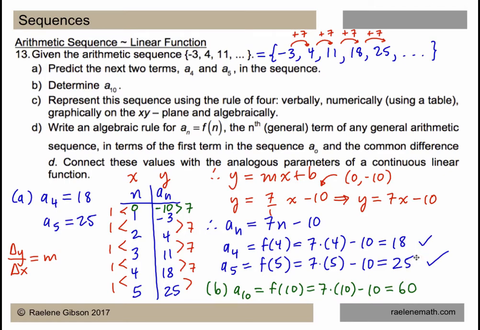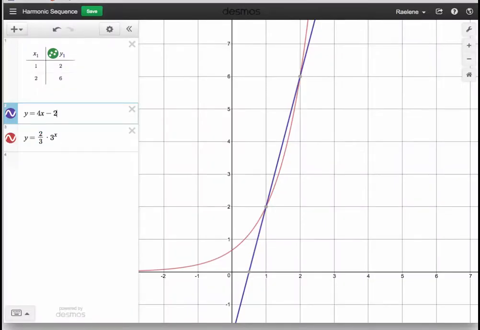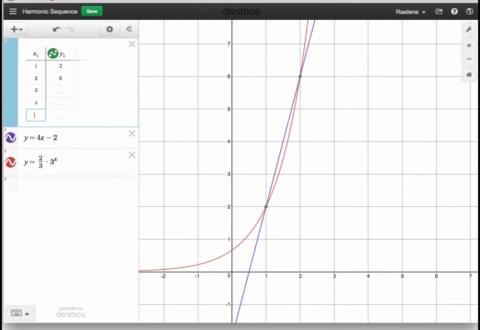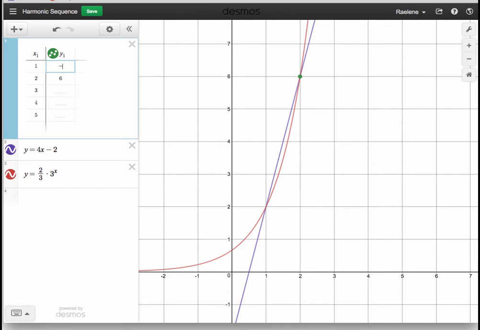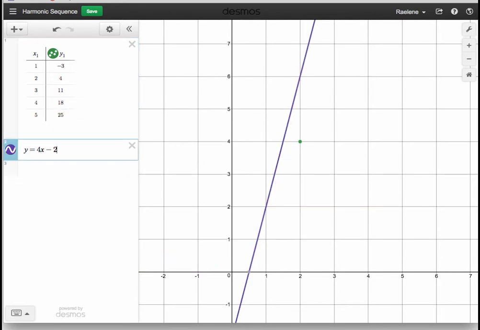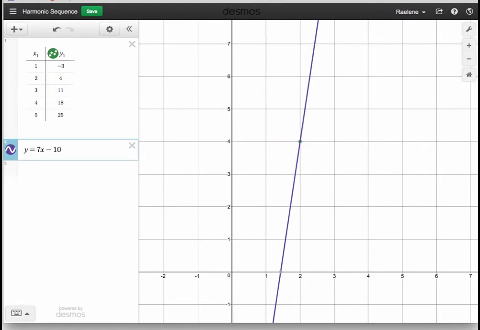So I didn't really need to come up with any new formula or memorize anything, because it's directly related to things I've already seen. If I were to plot this sequence, I can take a look at the sequence of values: I had 1, 2, 3, 4, 5, for example, and I had -3, then 4, then 11, 18, and 25. And my linear equation would then give me y equals 7x minus 10.